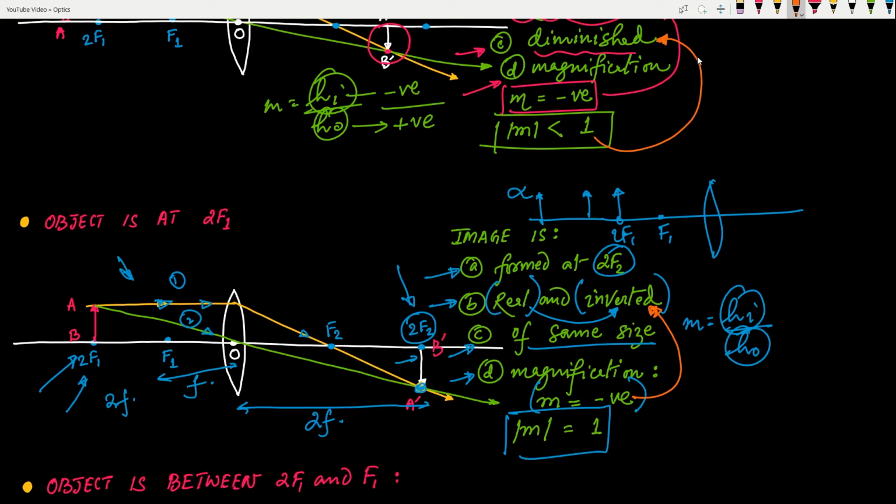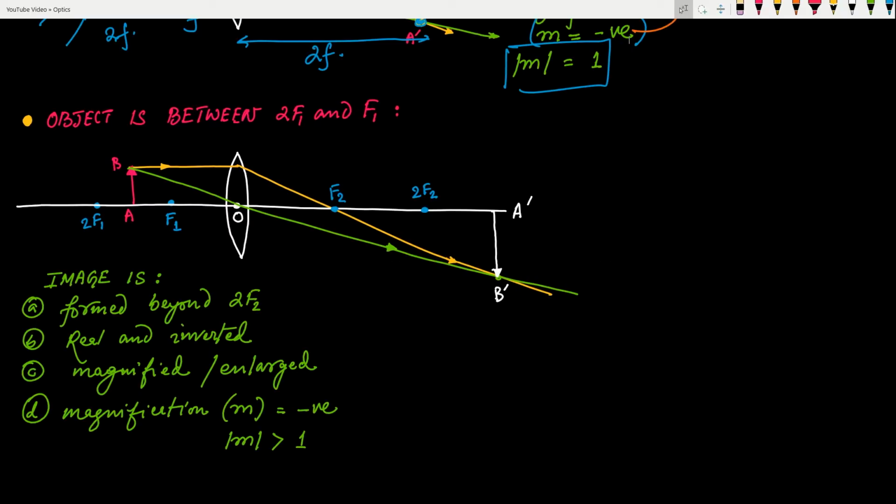Now let's move on to our next location. That is, we'll move the object closer to the lens. Our next location is that we are bringing the object closer to the lens. That is, now we have kept the object in between 2f1 and f1. Earlier we had kept the object here in our earlier scenario. Now it is between 2f1 and f1.